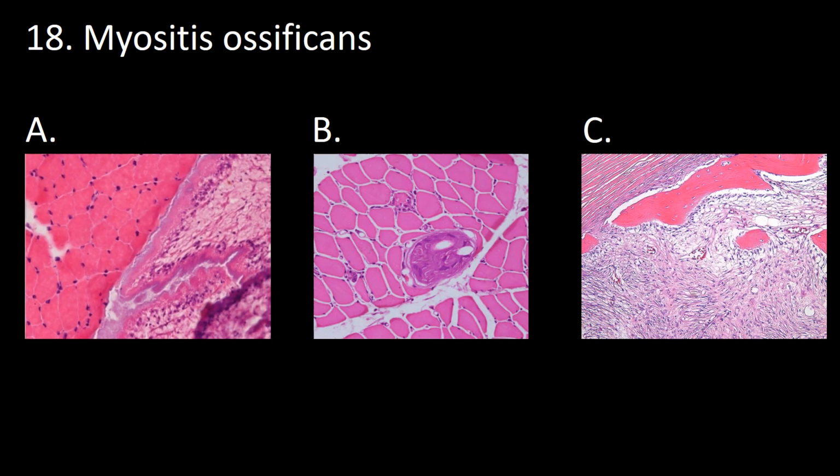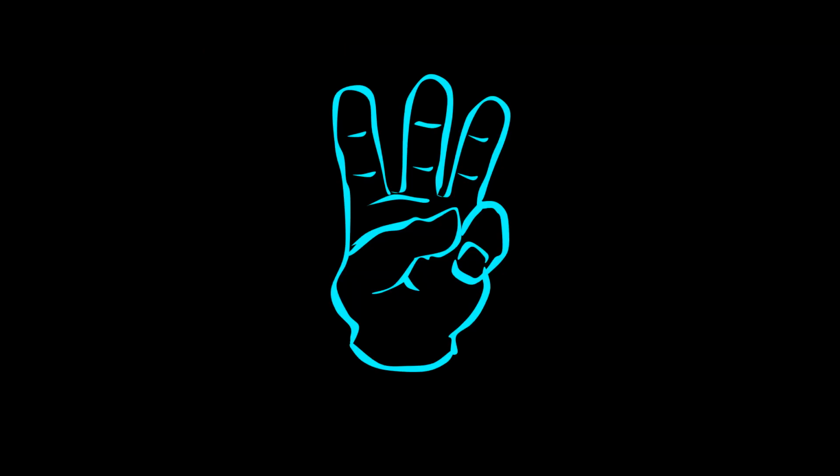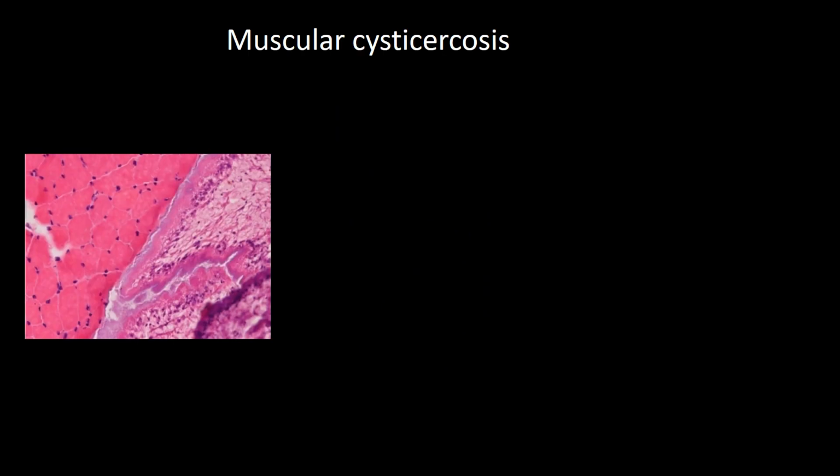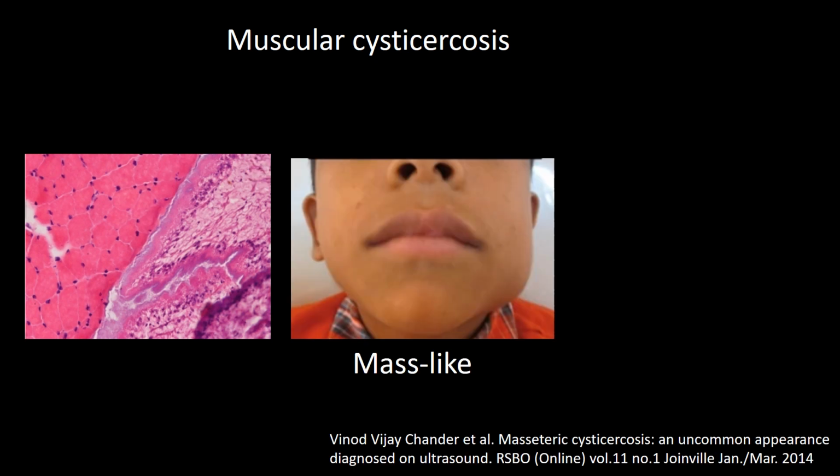Next question: which of these biopsies corresponds to myositis ossificans? The biopsies in this question are from 3 different types of myositis. The first specimen corresponds to muscle cysticercosis. Here you can see the capsule of the cyst, and here the clear content. Muscular cysticercosis may present as a mass, as you can see in this photograph. Other presentations are myalgia and pseudohypertrophy of a specific muscle or muscle regions.